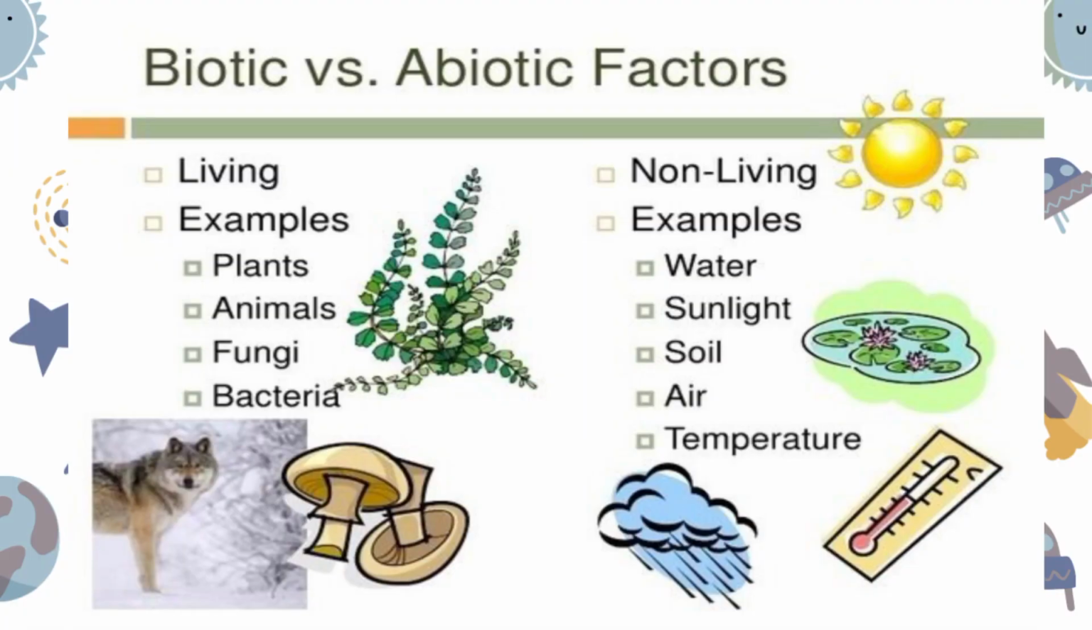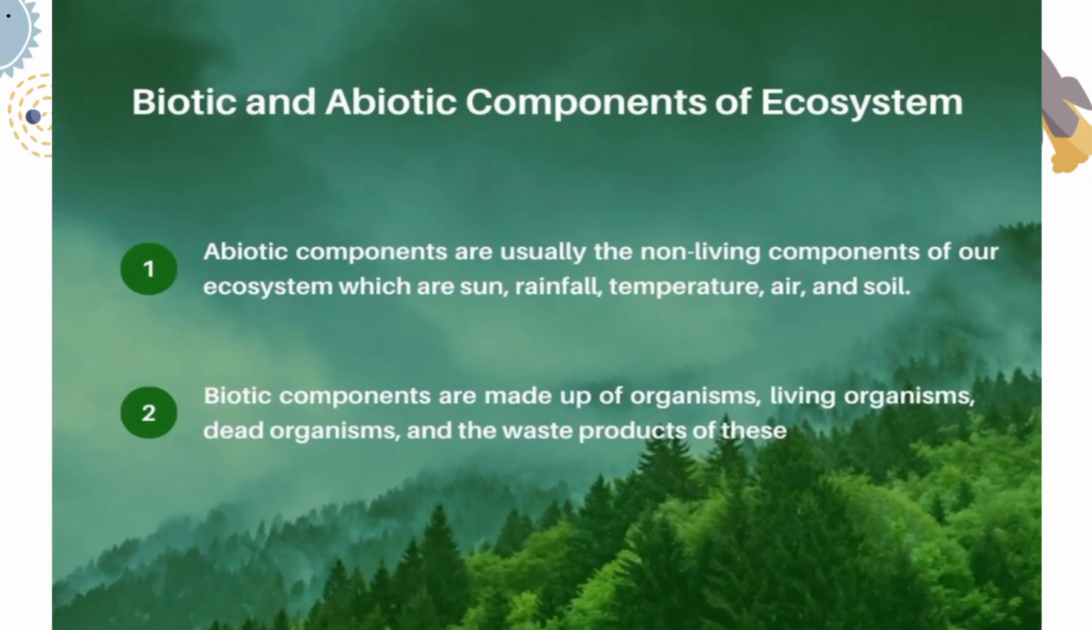So, there are some more examples of biotic or abiotic factors. Plants, animals, fungi, bacteria, these all are examples of biotic factors. While water, sunlight, soil, air, and temperature, these all are examples of abiotic factors.